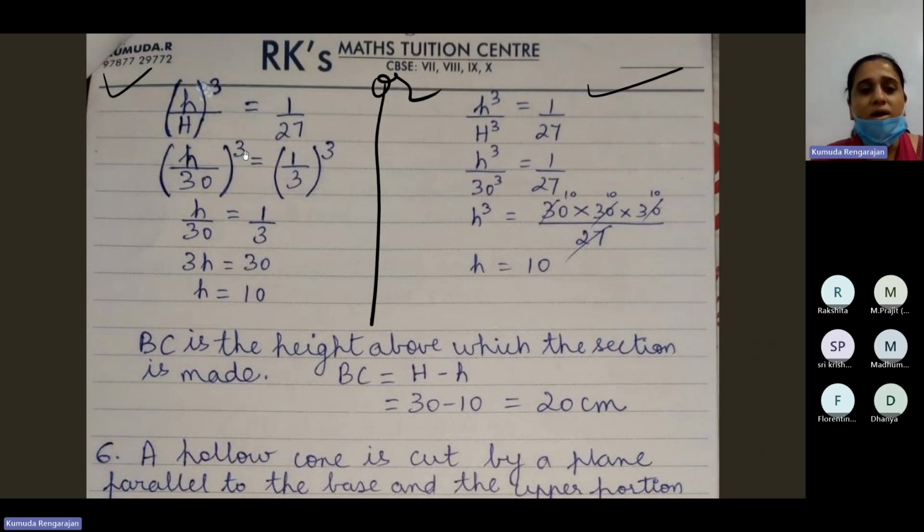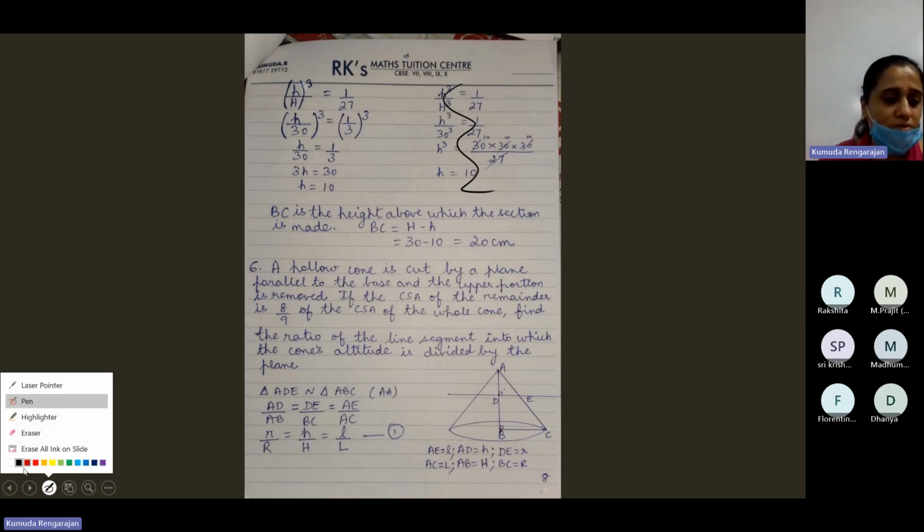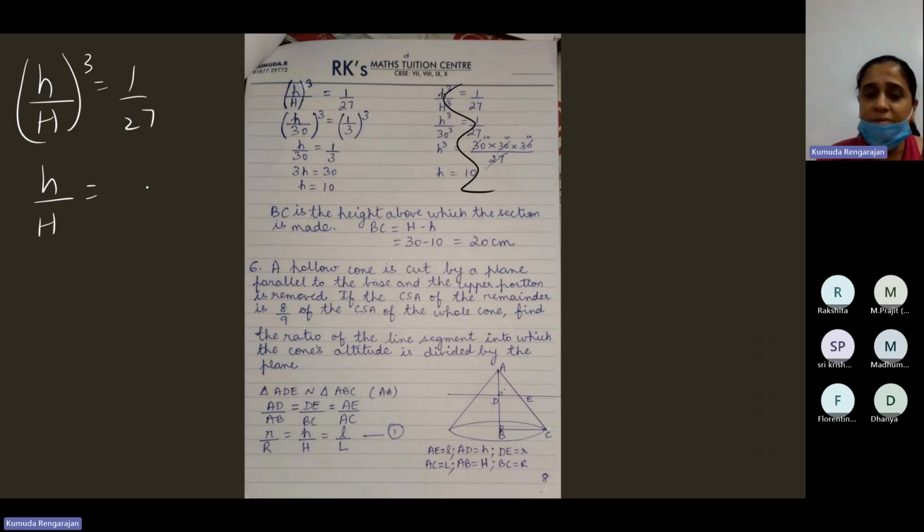Now you will say, what if I forget to substitute here? It's okay if you forget to substitute there, nothing wrong. Supposing you forget to substitute, that's fine. Okay, now I forgot. So I write h by H is equal to, what is h by H? 1 by 3, right? Now you can substitute. What is H? 30. Now you can do it.